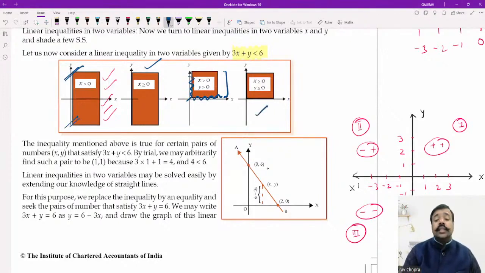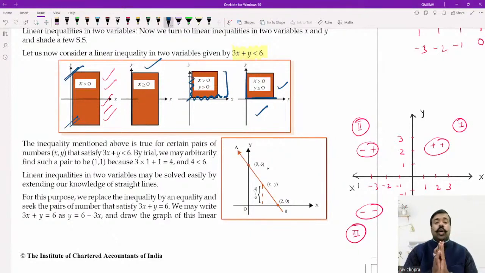And in the last case, we have plotted x greater than or equal to 0 and also y greater than or equal to 0. So that is why they are touching the x as well as the y axis.